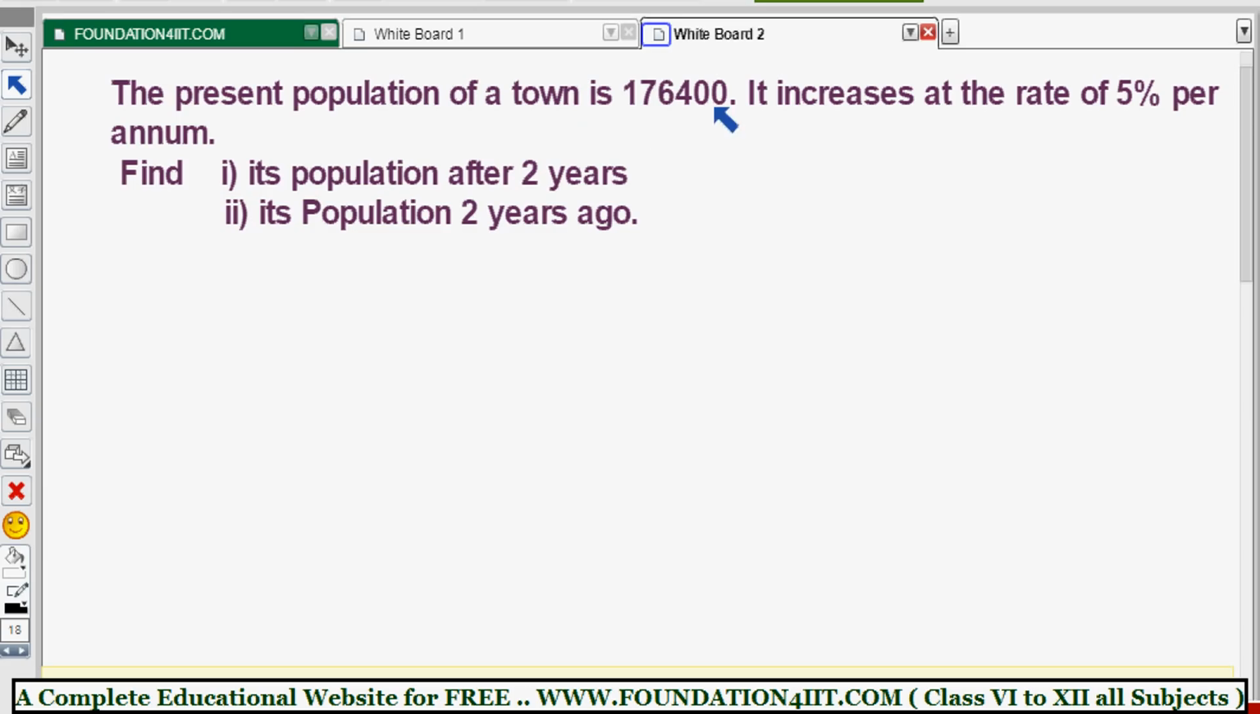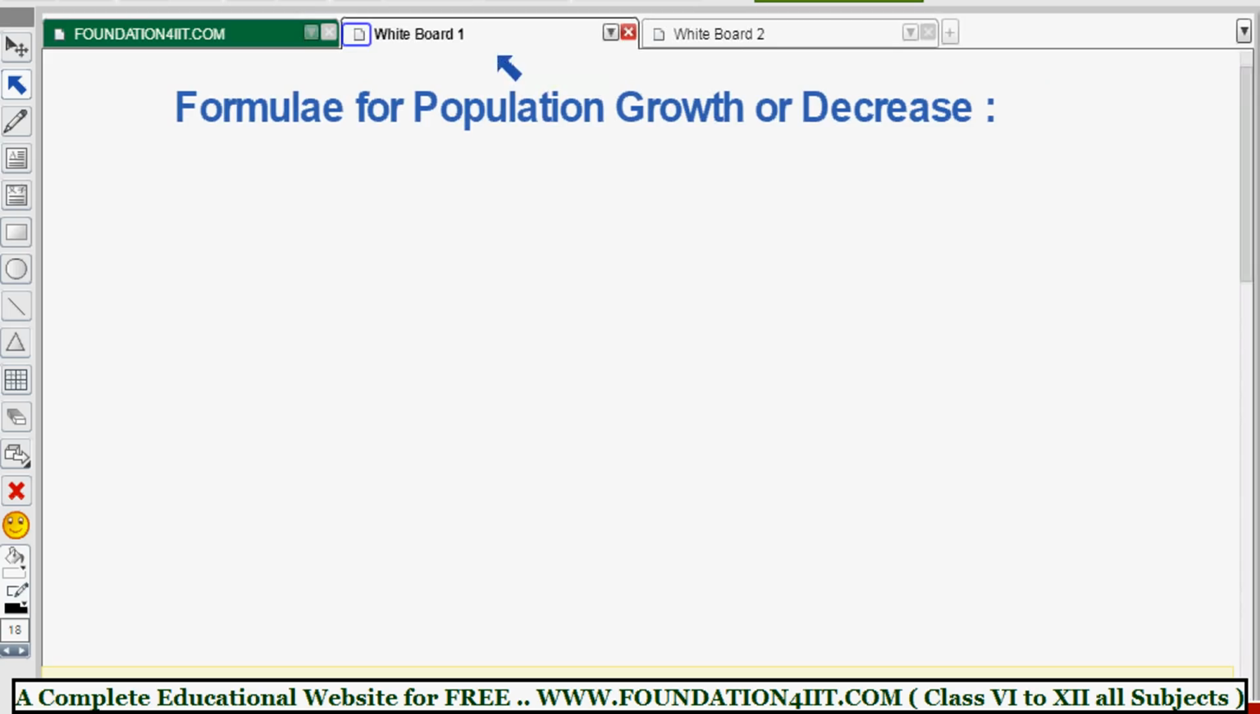The present population of the town is 1,76,400. If it is increased at the rate of 5% per annum, every year 5% the population is increasing, then how to find the population after 2 years? Or its population 2 years ago, how much? Like this type of questions. To understand, we need to know some formulas first. I will explain the formulas here, then these formulas will apply in the problems.